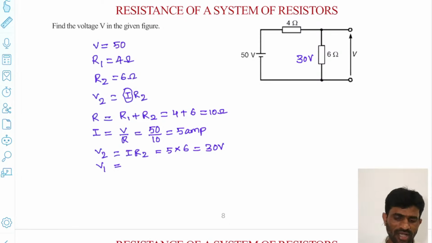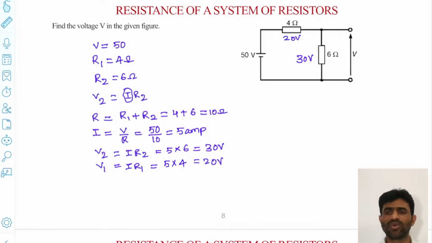Same method, I into R1. I into R1 means what? 5 into 4, 20 volts. So this 50 volts is divided as 20 volts and 30 volts. 20 volts across 4 ohms, 30 volts across 6 ohms. Hope you understood this. So don't confuse how they are connected, in series or parallel. They are in series here.